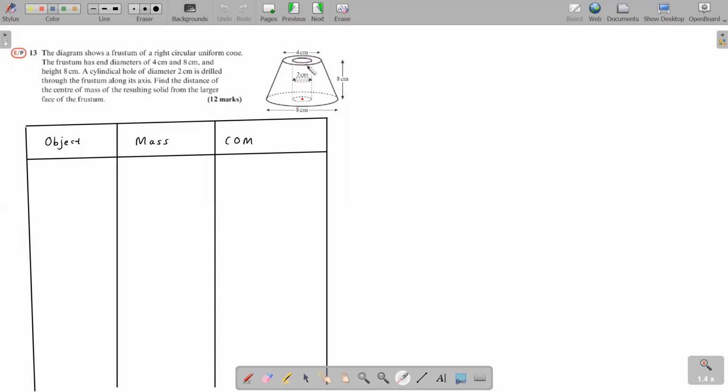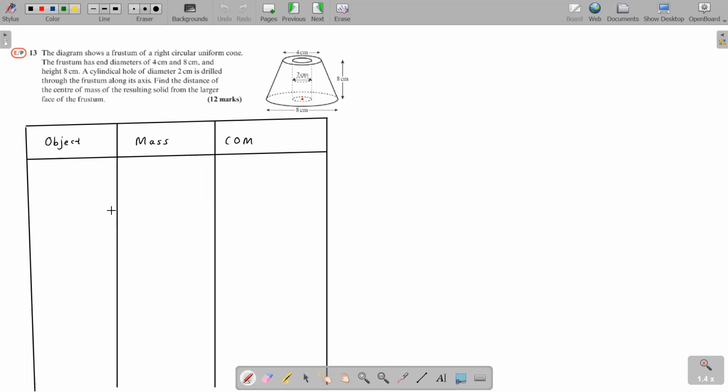Can you see? If you look very clearly, this removed part looks like a cylinder. So from the frustum, you remove the cylinder. And now your task is to find the center of mass of the resulting solid, from the larger face of the frustum. Okay, so let's get the answers.